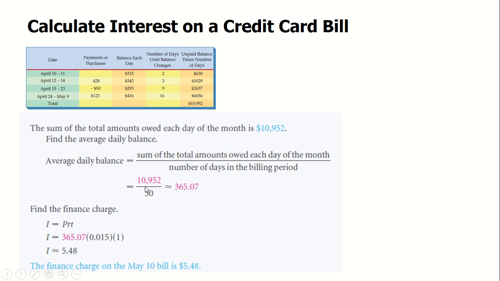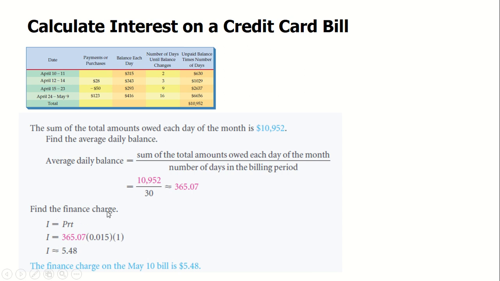So 10,952 divided by 30 is equivalent to 365.07. So again, this is not your final answer. This is not the interest that will be added in your credit card bill.